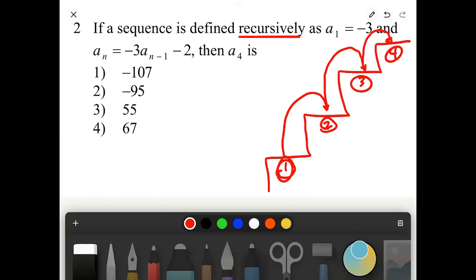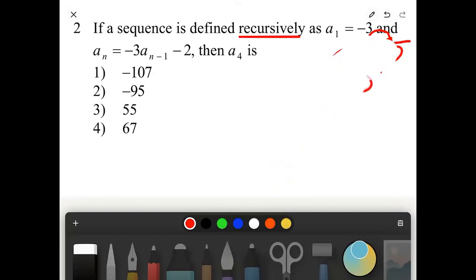All right, so now that you understand that, here is what we're going to do in order to use our calculator. It says we have this sequence defined recursively, and it says a sub 1 equals negative 3, which means that's the initial term, which they must give us. And then it tells us that the recursive sequence is a sub n equals negative 3 times a sub n minus 1, minus 2. And by the way, we are looking for the 4th term. So we want to get to the 4th step.